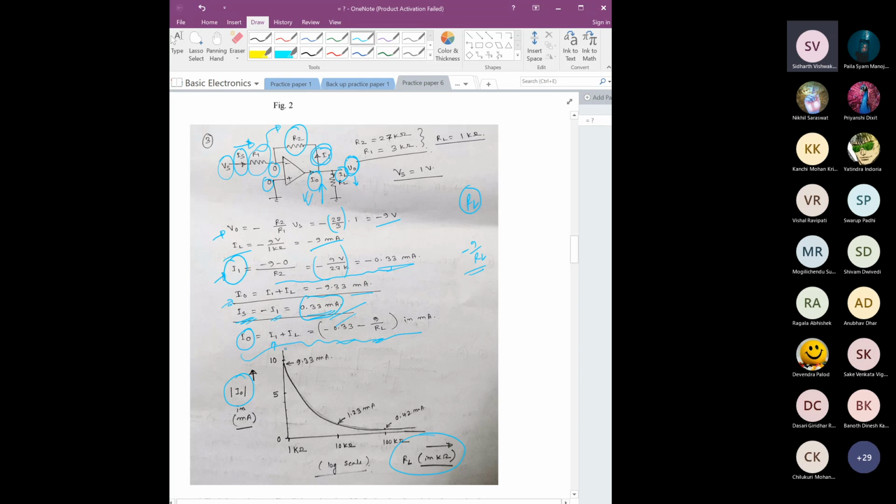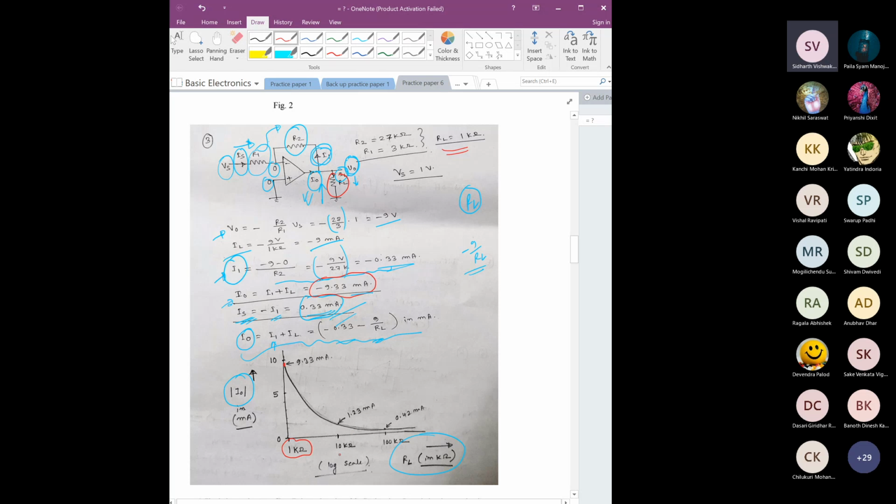Or maybe I will ask you like this: could you please check what the value is? One thing is that when this RL value is given as 1 kilo ohm, we have already found the value of this I naught. So this value of I naught is equal to minus 9.33 when the resistance value is 1 kilo ohm. So when this value is 1 kilo ohm, the current is this much.